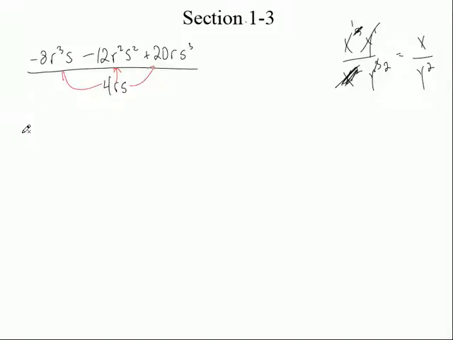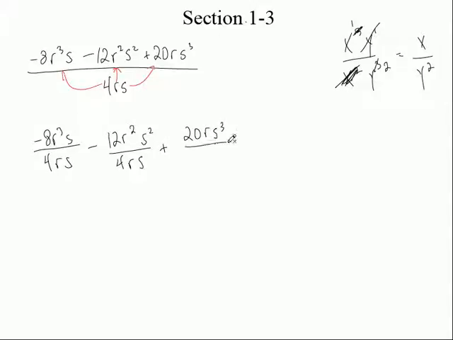So I'm going to write it as 3 separate problems, if you want to think of it that way. So I'm going to write it negative 8r cubed s over 4rs minus 12r squared s squared over 4rs, and then plus 20rs cubed over 4rs. Same thing, isn't it?